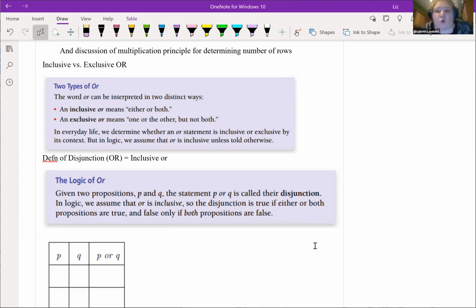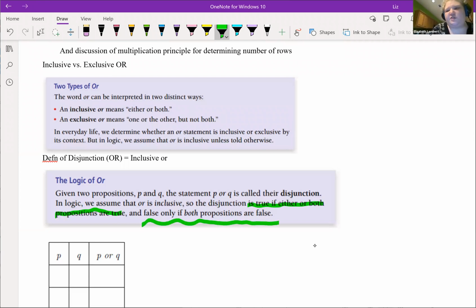So logic or is the inclusive or, which means it's true a lot of the time. It's true if either or both propositions are true, or the way most people usually think about it is it's false only if both propositions are false. So it's kind of backwards of the conjunction. The conjunction, the and, had one true and three falses. This one is going to have three trues and one false.